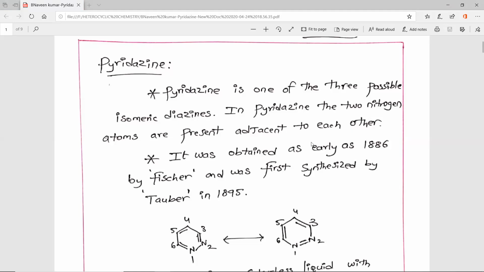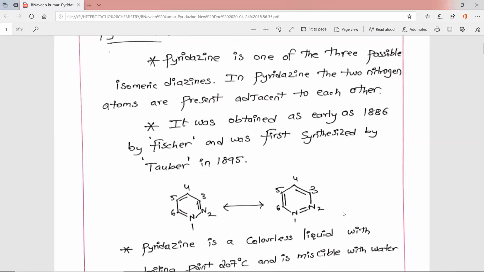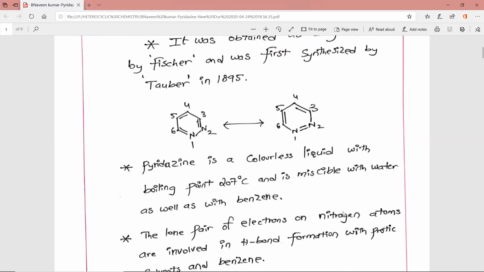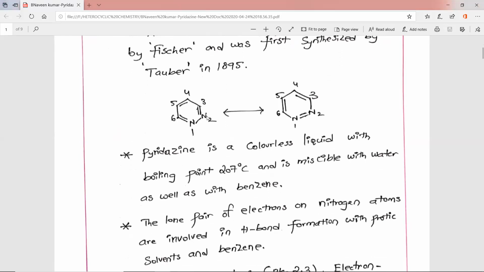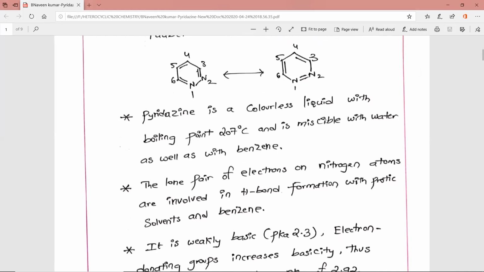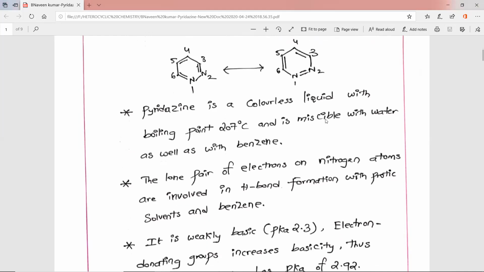It was obtained in 1886 and was first synthesized only in the year 1895. So this is the structure of pyridazine and the numbering. These 2 are resonance structures, resonance structure 1 and resonance structure 2. And coming to some of the physical properties of pyridazine. Pyridazine is a colorless liquid. It has a boiling point of 207 degrees centigrade and it is miscible with water as well as benzene.